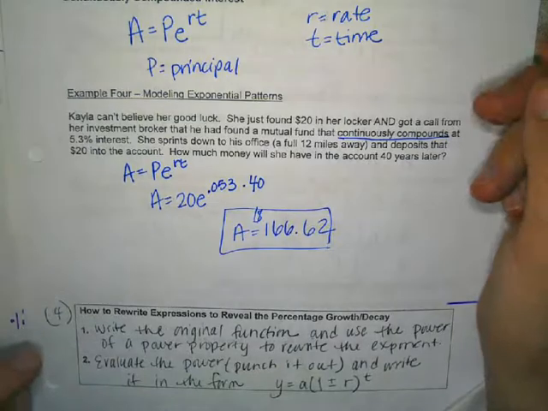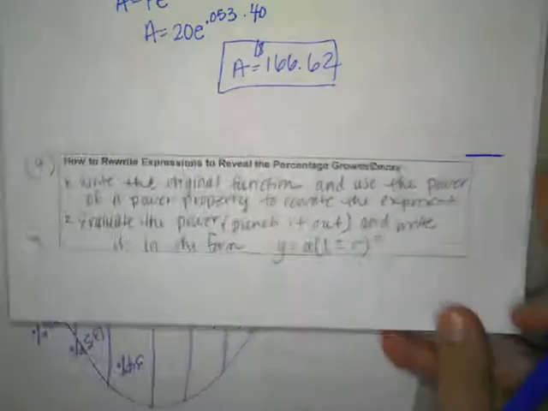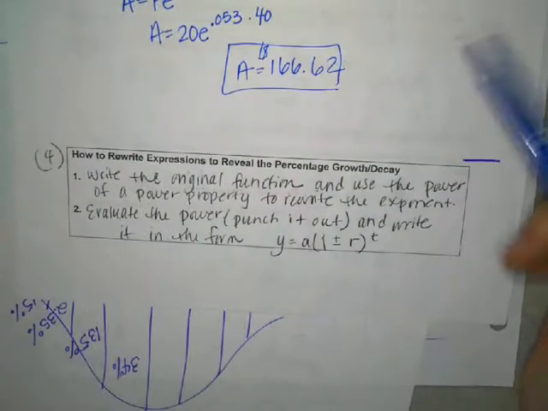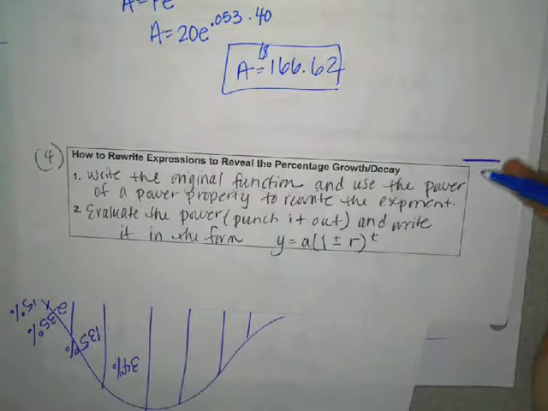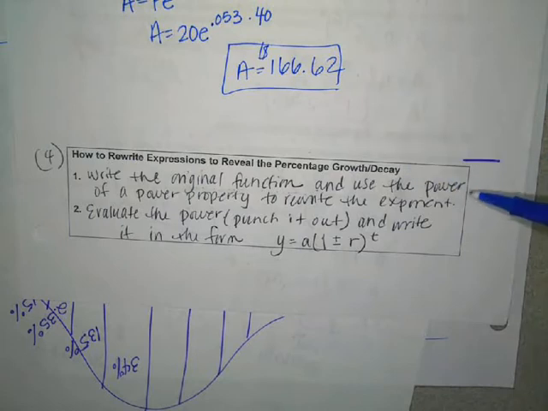Okay. Now, the next part is type 4 problems. For type 4 problems, and I labeled it as a 4 here, you're going to start by writing the original function, because with these type 4 problems, we're basically taking a function they've already given us and breaking it apart so that I can see the rate. So you write the original function and use the power of a power property to rewrite the exponent.